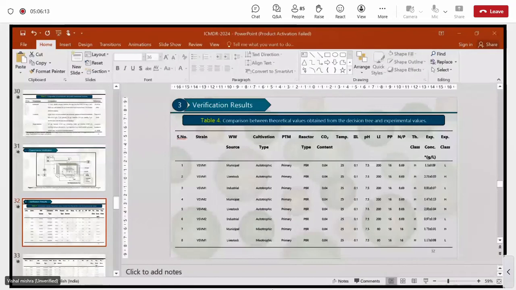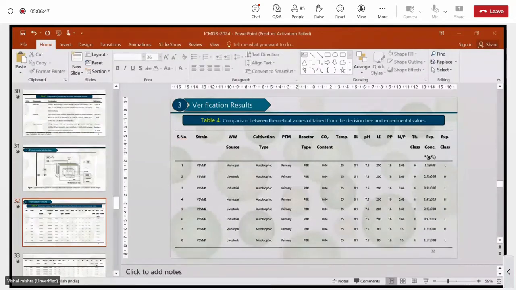So, the verification of the results. So these are the different results which we obtained. I have tried to show the strain on the extreme left. Then wastewater source, cultivation type, parameters, different PTM values, reactor type, CO2 content, temperature, illumination intensity, that is the photo period, pH, light intensity, photo periods, the nitrogen to phosphate ratio, class, theoretical classification, experimental classification, and then the experimental class in terms of low or high.